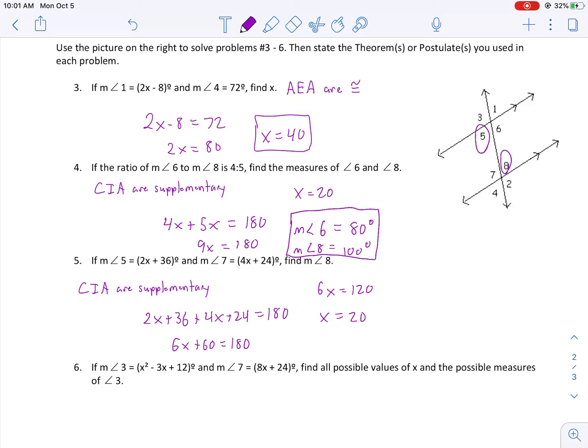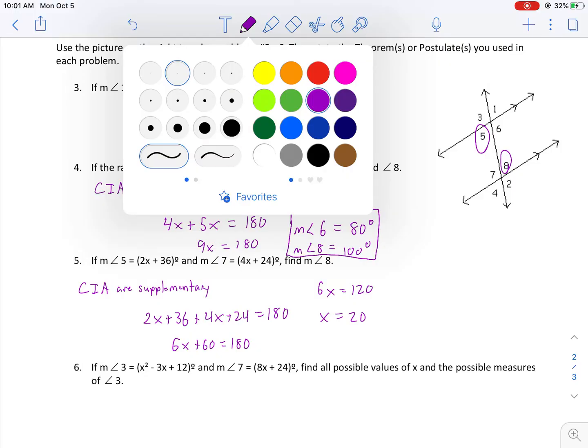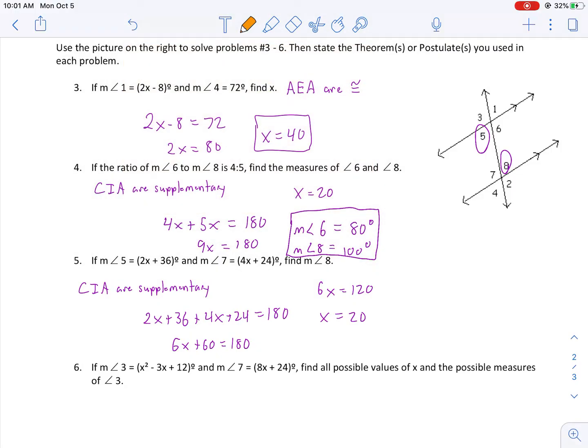Okay, now we're comparing angles 5 and 8. Now 5 and 8 are alternate interior angles, and those are congruent. So I'm going to do this in a different color. So now we're going to use alternate interior angles are congruent. Okay, so we know angle 5. So I'm going to use angle 5 right here, knowing that x is 20.